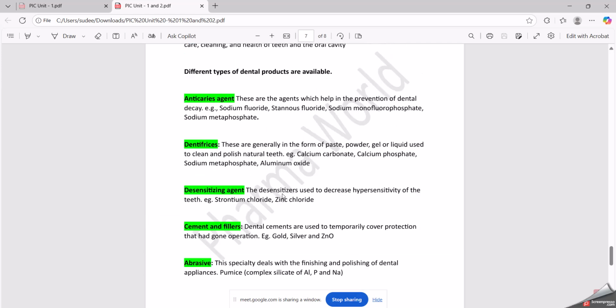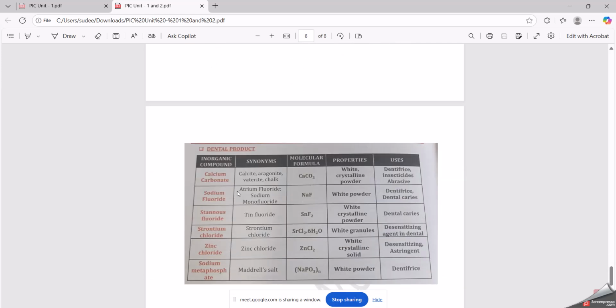In this unit, you have to mainly focus on this table. It is enough. They will sometimes ask what is the synonym of calcium carbonate, or what is the synonym of sodium fluoride, and they will give the options. In those questions, you have to select the correct option. In some questions they will ask what are the uses of sodium fluoride, and they will give the uses as options. So you have to remember this table, which simplifies the whole chapter.